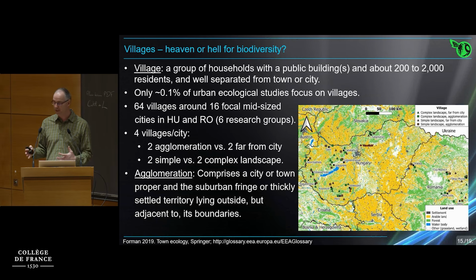in Hungary and Romania, all together with 6 research groups. And we had a design that next to each of the 16 cities we had always 4 villages, either in agglomeration, in the agglomeration close to the city or far to the city. This is a configuration metric. Or the villages were embedded in agricultural landscape or in forested landscape. This is a landscape composition metric.